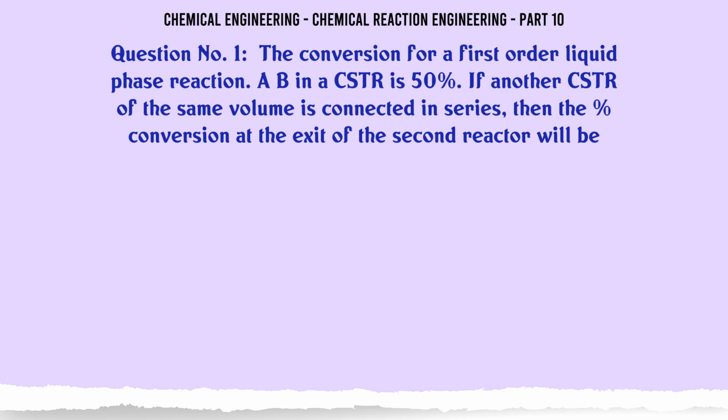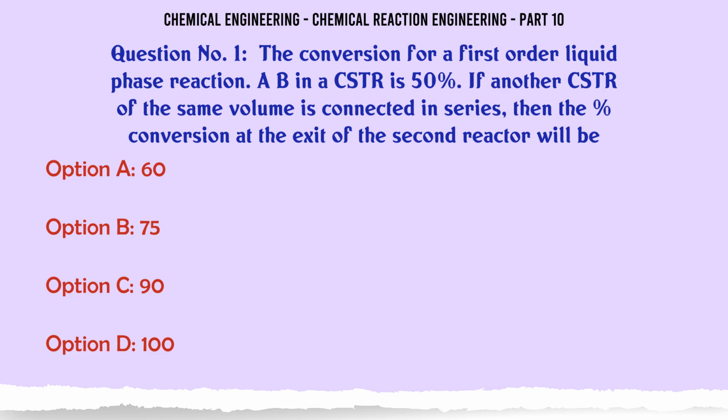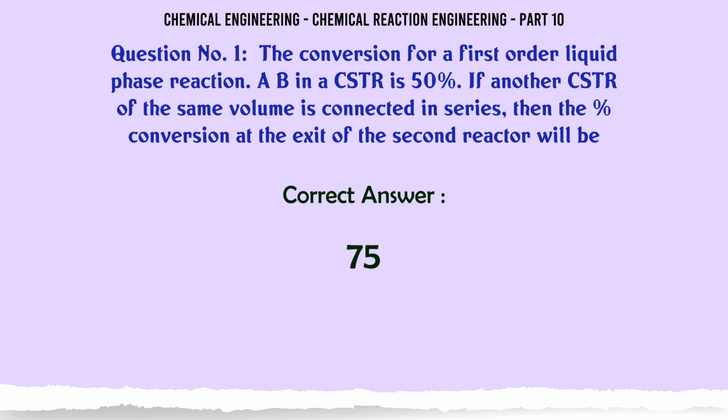The conversion for a first-order liquid phase reaction A→B in a CSTR is 50%. If another CSTR of the same volume is connected in series, then the conversion at the exit of the second reactor will be: A) 60, B) 75, C) 90, D) 100. The correct answer is 75.